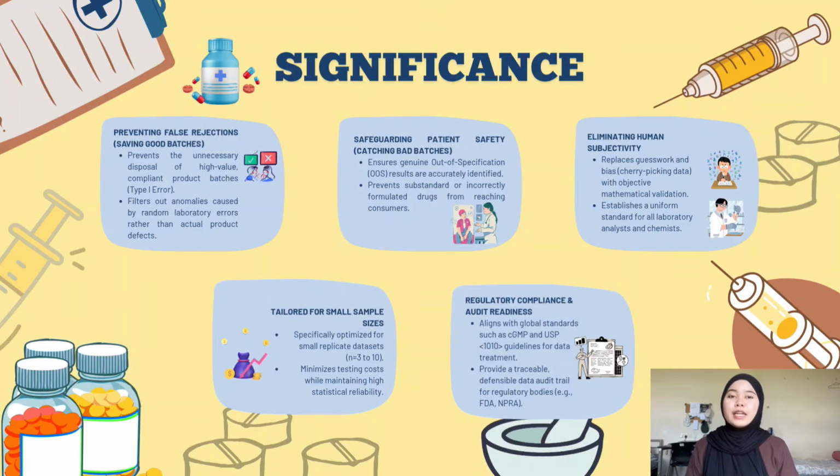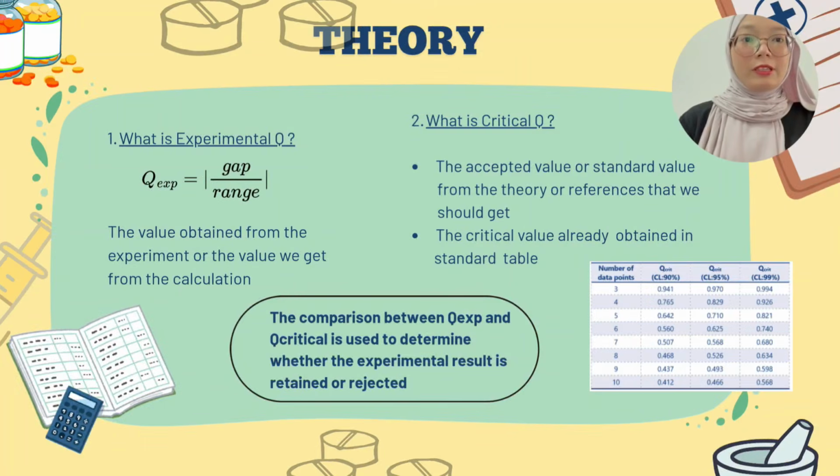In summary, the Q-test improves data reliability, ensures product quality, protects patient safety, and supports regulatory compliance, making it an essential tool in pharmaceutical quality control. I will talk about the theory.